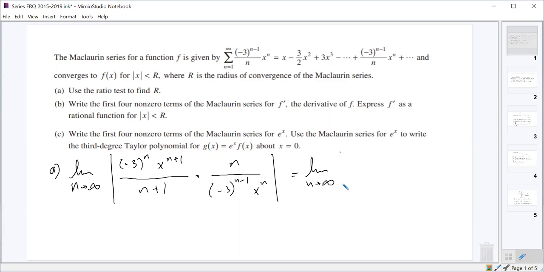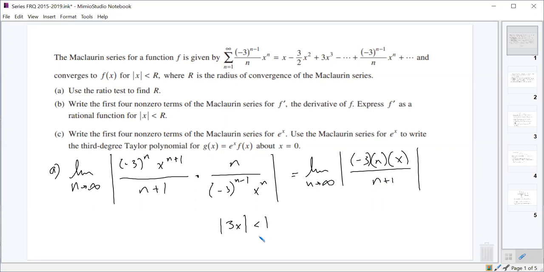So the limit as n approaches infinity of the absolute value of (-3)^n over (-3)^(n-1) should just be -3. n is just n. We should also have an x up there, x^(n+1) over x^n, and we should have an n plus 1 in our denominator. The absolute value of the -3 just becomes a 3. And so n over n plus 1 should give us what? Should give us the absolute value of 3x.